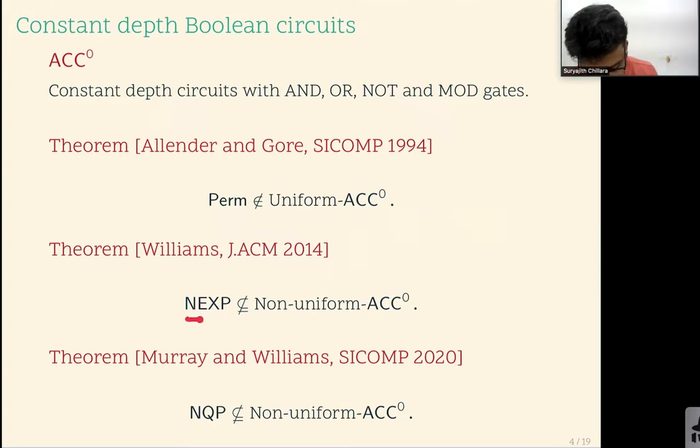So NEXP is non-deterministic exponential time and NQP is non-deterministic quasi-polynomial time. This line of work looks towards finding a function f in a class much smaller than NQP such that it cannot be computed by non-uniform AC0 circuits. So one possible question is: is there a function in sharp P or in NP that cannot be computed by polynomial sized non-uniform AC0 circuits? At the end of the day, we would like to separate sharp P from AC0, we would like to separate NC from AC0, and so on.